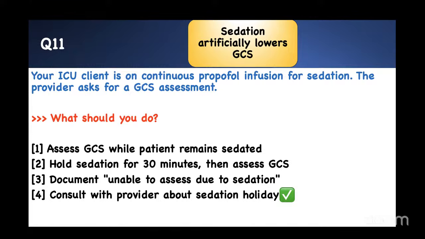It may not be enough for them, even though it's propofol, but just wait and let them know that, hey, I need an order for sedation holiday. I can't just go and stop the sedation and do my GCS. I need to get the permission, say, can I stop it? Stop it, and then the sedation holiday is a little bit longer until we are 100% sure that the patient is fully awake and we can get an accurate GCS.